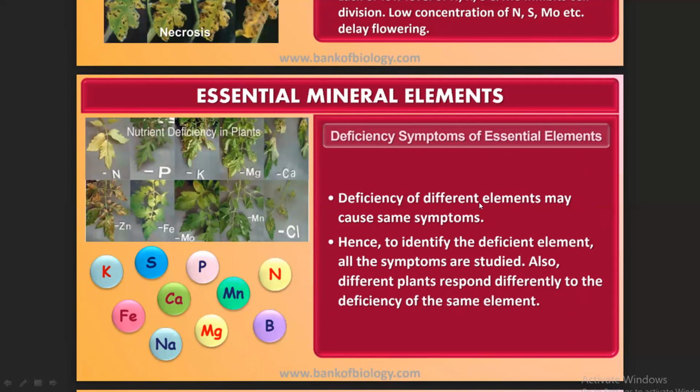Deficiency of different elements may cause the same symptoms. Hence, to identify the deficient element, all the symptoms are studied. Also, different plants respond differently to the deficiency of the same element. Different plants will respond differently to nitrogen, potassium. Not all plants will show the same symptoms. Got it?